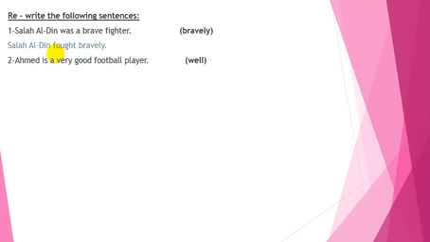Number 2. Ahmed is a very good football player. He wants me to use well. So I will describe a verb here. What does a football player do? Yeah, he plays football. Okay, so it will be like this. Ahmed plays football very well.